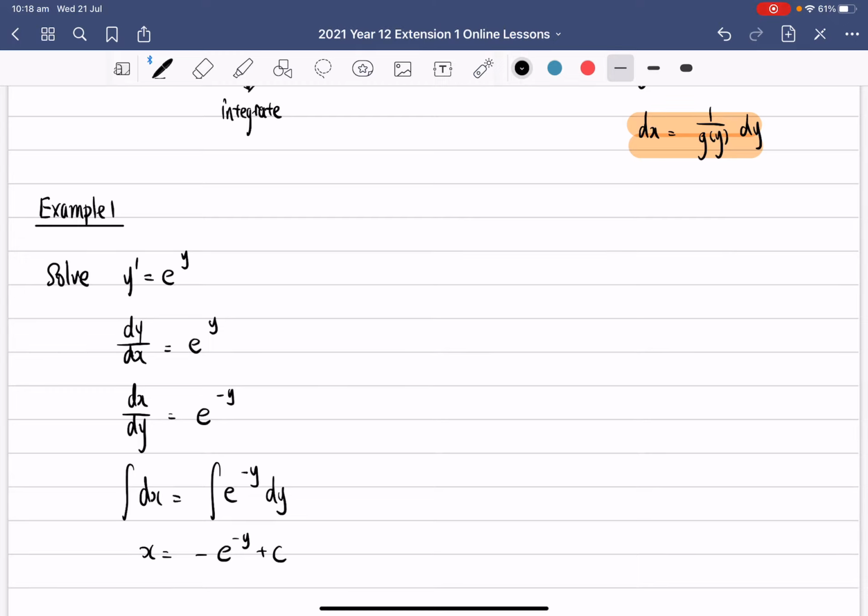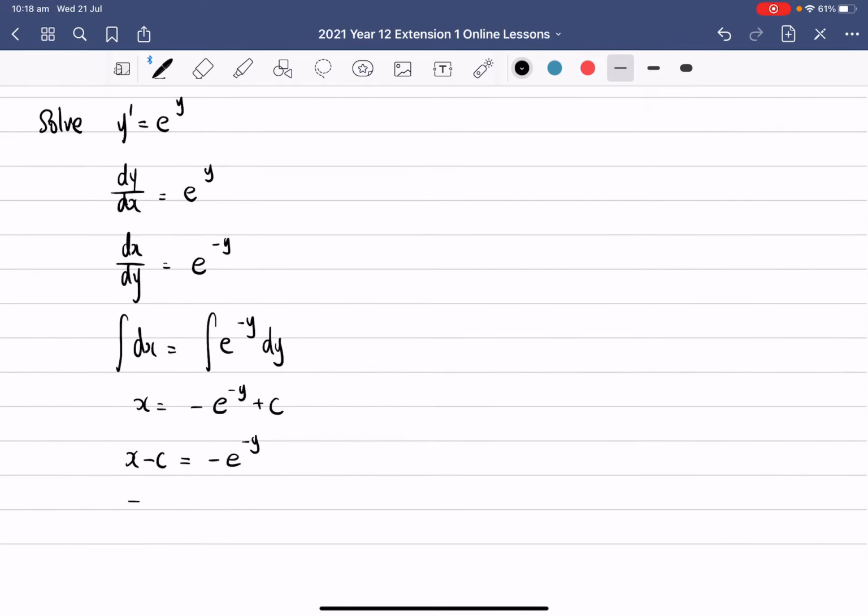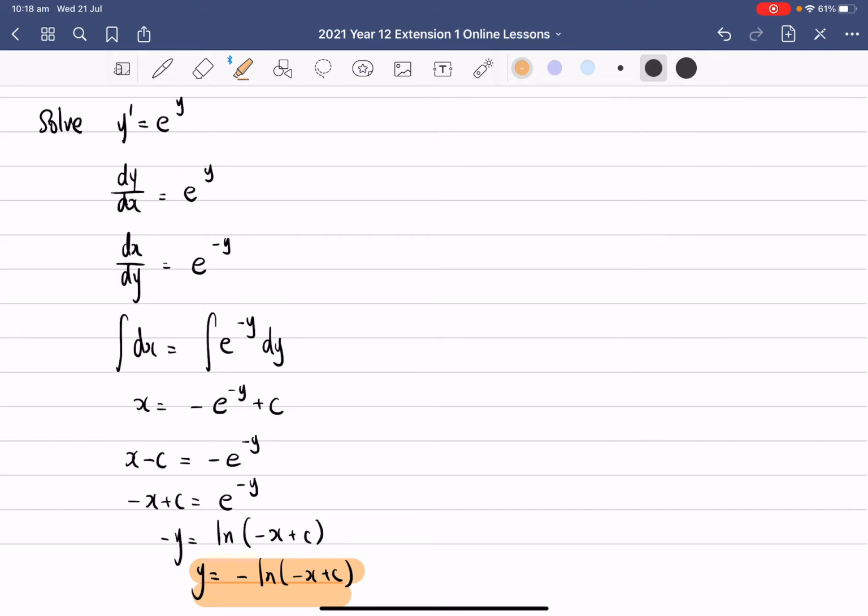And remember, we still haven't finished the question. I need to make sure that y is the subject. So the next step is making y the subject. You get x minus c is equal to negative e to the power of minus y. Then you can put the negative over, so that's minus x plus c is e to the power of minus y. Minus y is equal to ln of bracket negative x plus c. So the final answer is y is equal to minus ln of bracket minus x plus c, and that becomes the final answer for that logistic equation. And that's how you solve it.